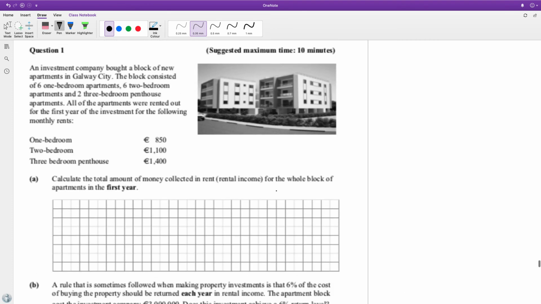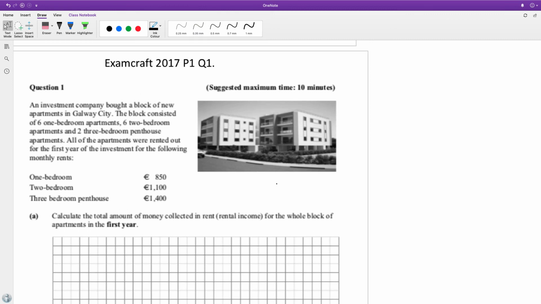Right, have a go at this question. Different type of one again. 15 minutes now, we're nearly there.